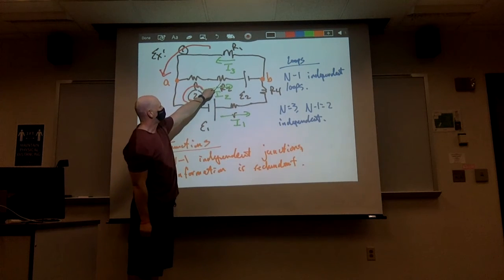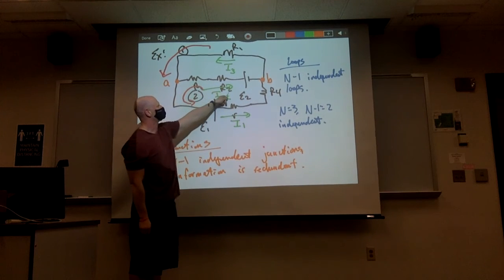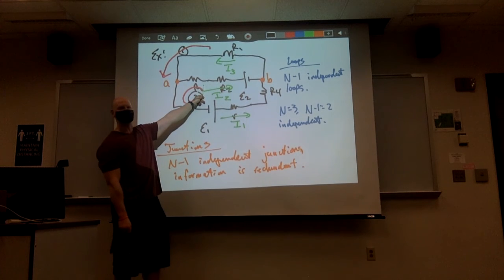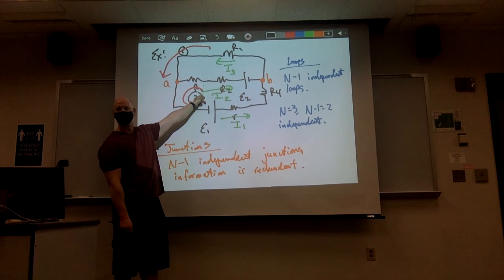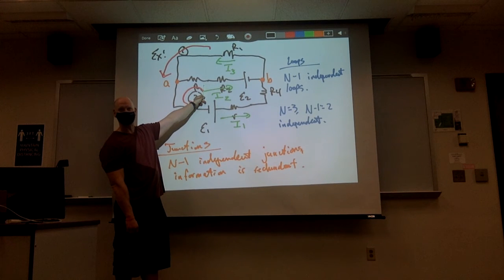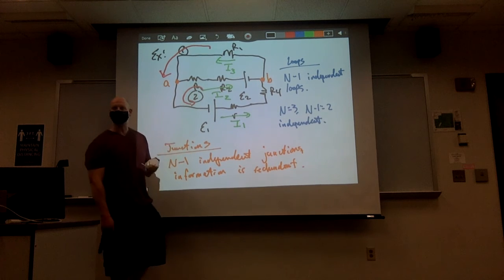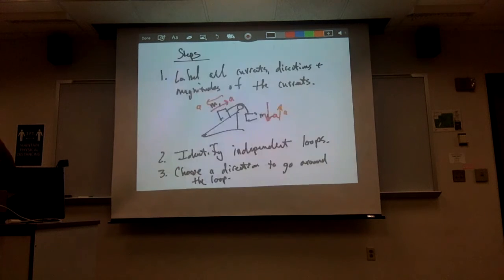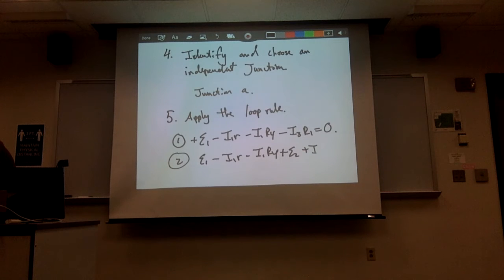Next thing I run into now is R2, which has I2 with the current running through it, but I'm going in the opposite direction as the current. So if I go in the opposite direction as the current, is that a positive increase or a negative decrease? Positive increase. So in this case, I'm going to get a plus I2 R2.